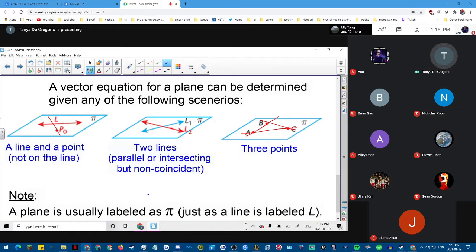So a vector equation for a plane can be determined given any of the 2 following scenarios. So a line and a point, but that point cannot be on the line. The reason that point can't be on the line is because I have to be able to define the plane, right? So imagine it like 2 vectors. And so I need 2 direction vectors there. So I can't have a point on the same line because then I won't be able to get 2 direction vectors. Okay? 2 lines parallel or intersecting, but not coincident. Again, because I need to find 2 direction vectors. Or 3 points, because from 3 points, I can get 2 direction vectors.